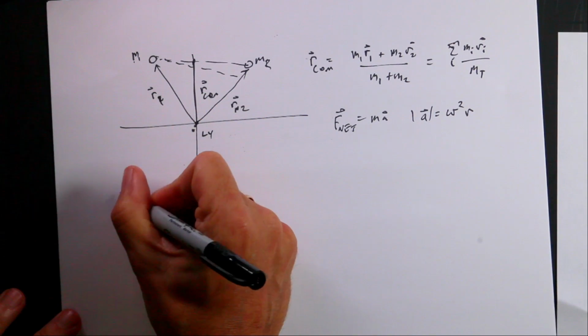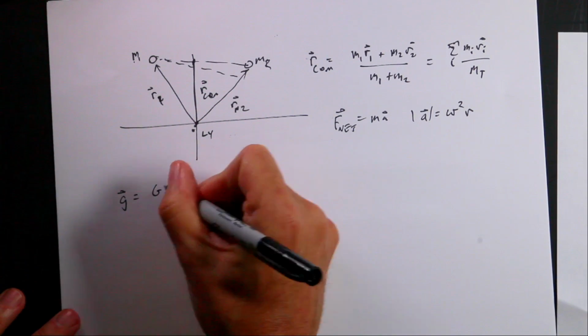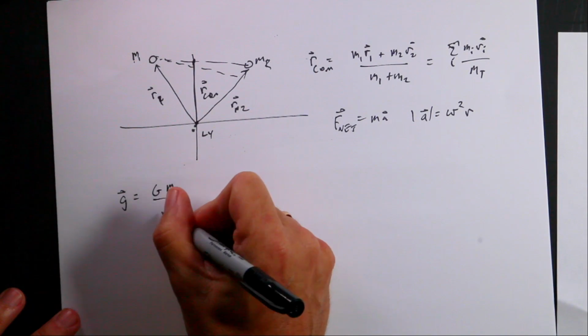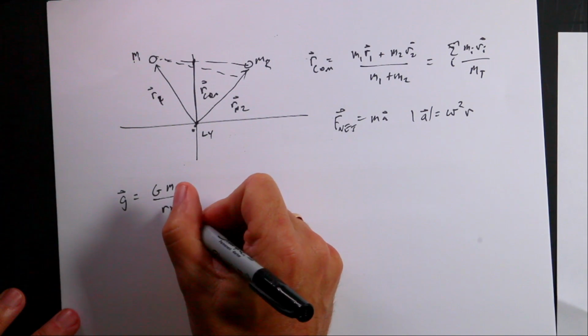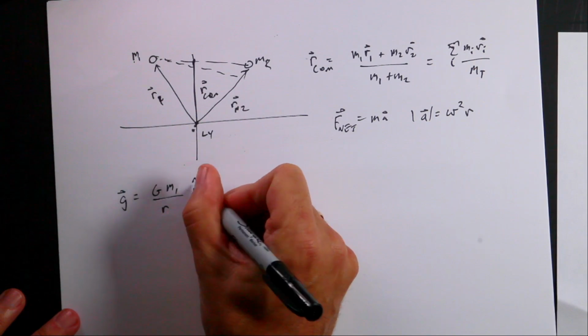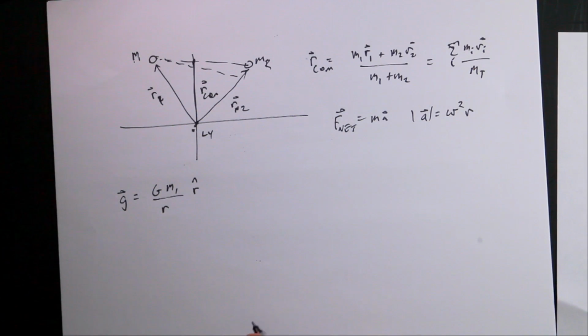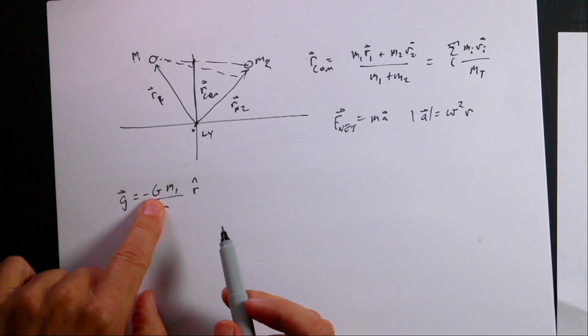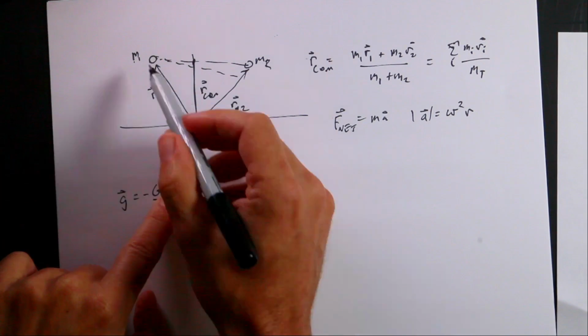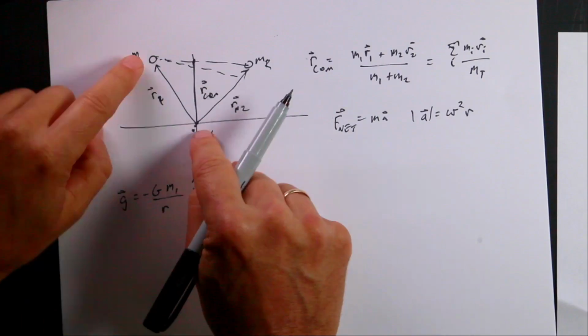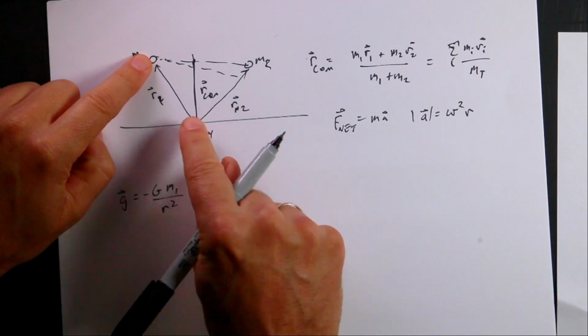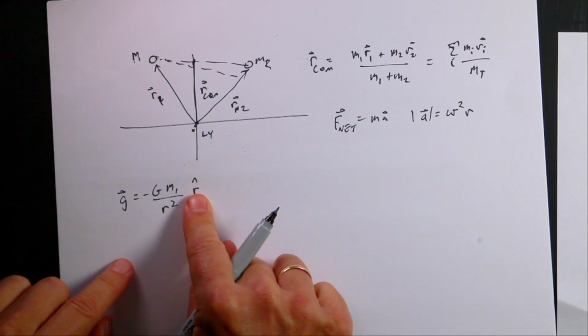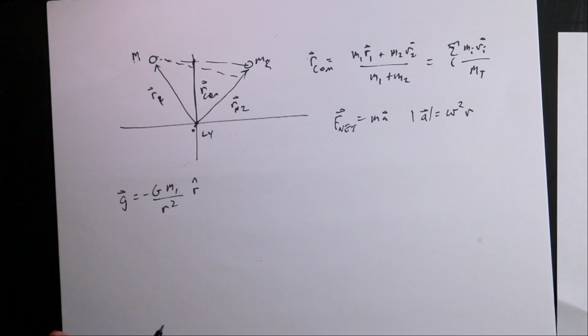So in general, the gravitational field is negative, technically, G m1 over r hat. This is the gravitational constant, this is the mass of that object, and this is the distance from that object squared, from that to that squared. And this is a unit vector because I need the unit vector in that direction.